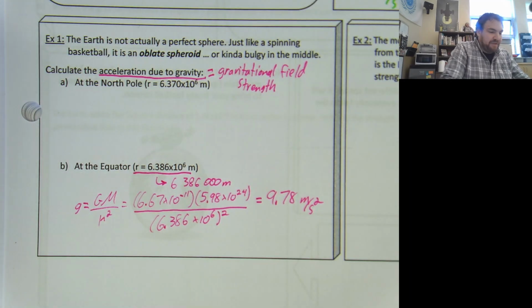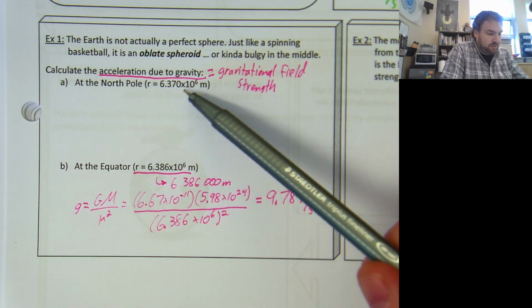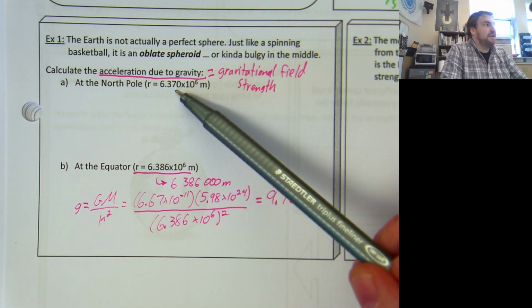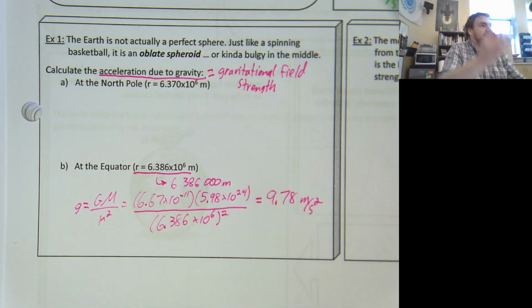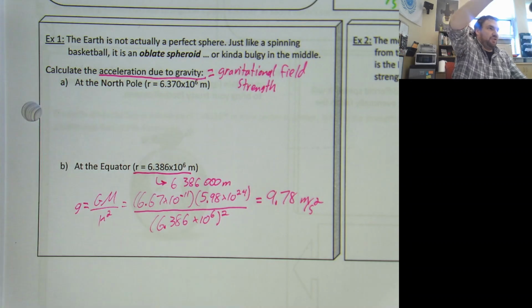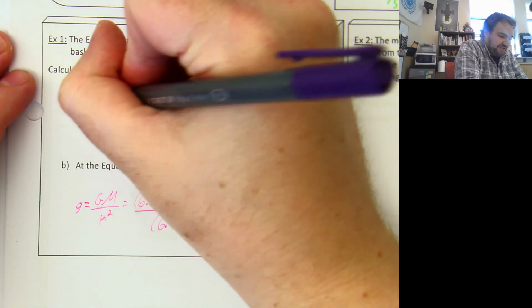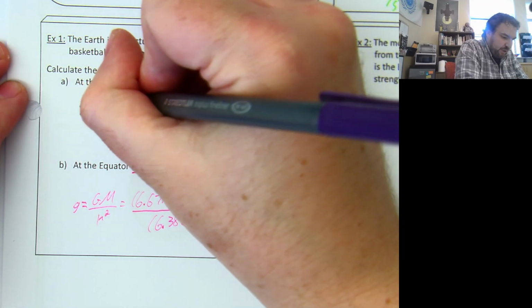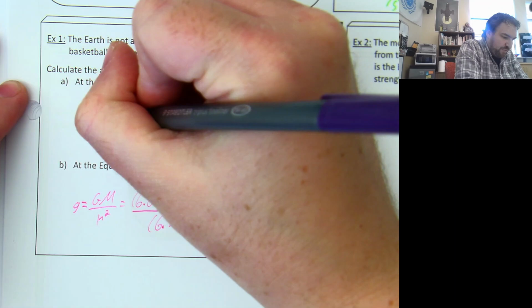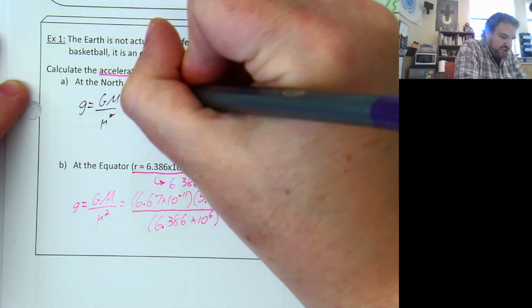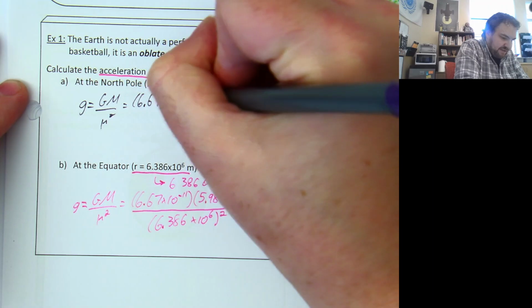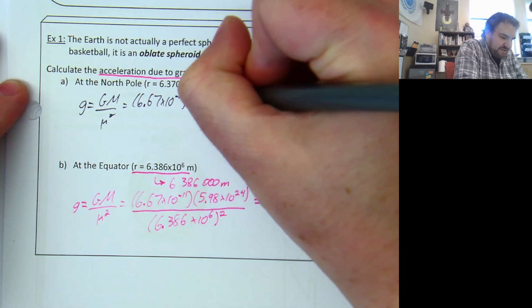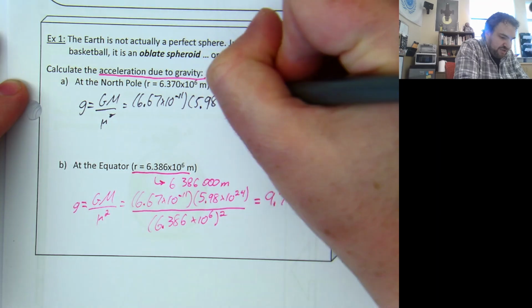Okay, let's do the other one. At the North Pole, because of the spin of the Earth, you actually get a squished bit, like I tried to argue earlier. So let's figure out the acceleration due to gravity, or gravitational field strength, there. The equation is the same, GM over r squared. Big G is 6.67 times 10 to the negative 11. Big M is the mass of the Earth. That hasn't changed.